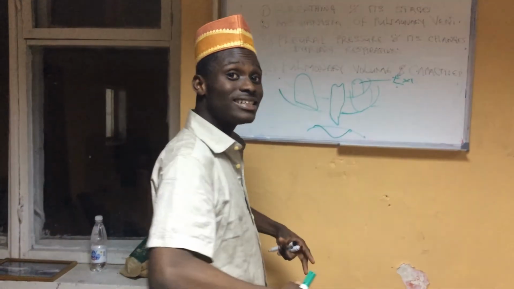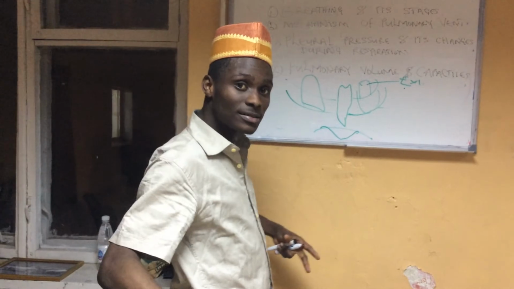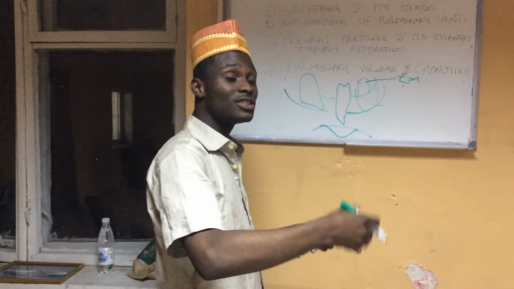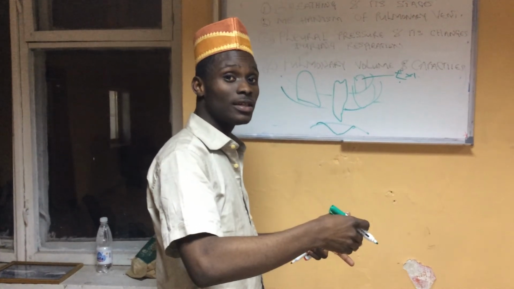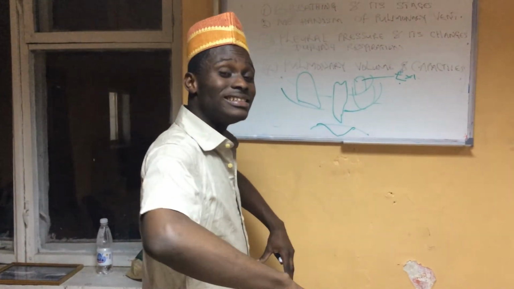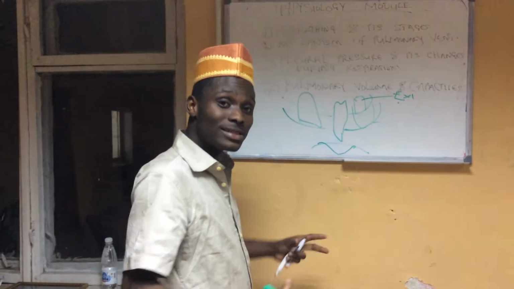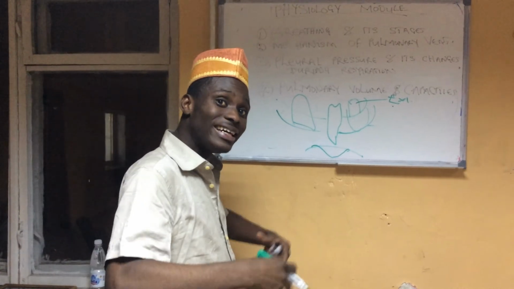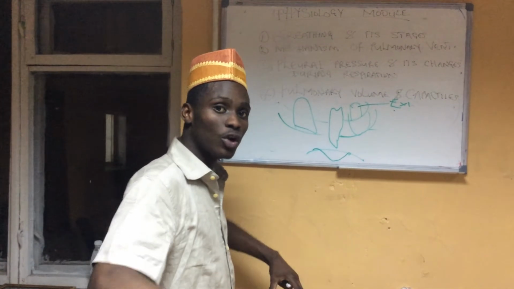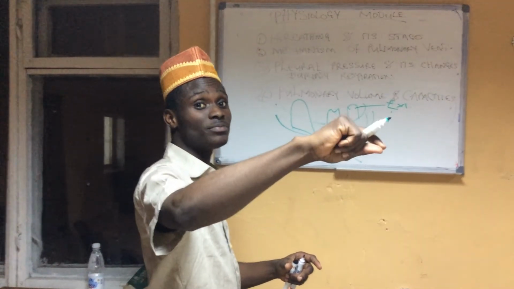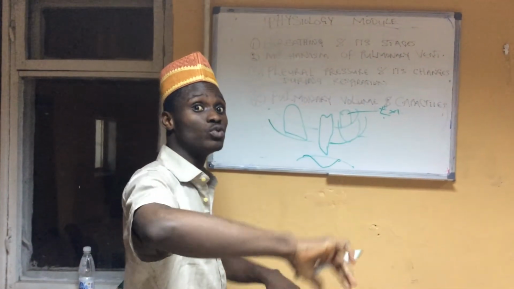So when the space in the thoracic cavity increases, what happens? The pressure that was originally in the pleural space reduces. Why? Because when there is an increase in the thoracic cavity, there will be a reduction of pressure in the lungs. Due to the increase of size of the lungs, there will be reduction of the pressure, and the pressure in the pleural space will be reduced.